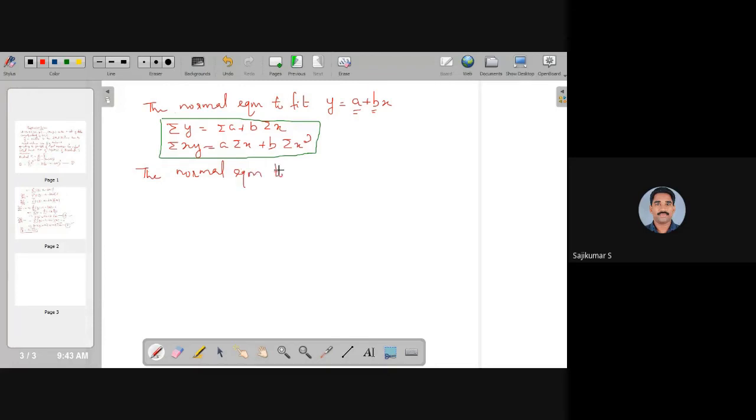to fit a straight line of the form x is equal to c plus dy? X is equal to c plus dy is another straight line. In this situation, we are treating x as the response variable and y as the predictor variable, or we are changing the role of both x and y. Any suggestion for the normal equations?